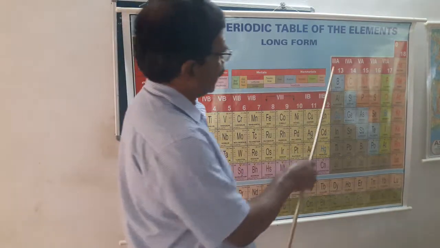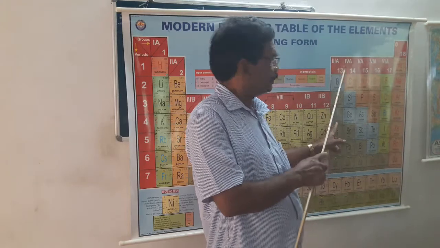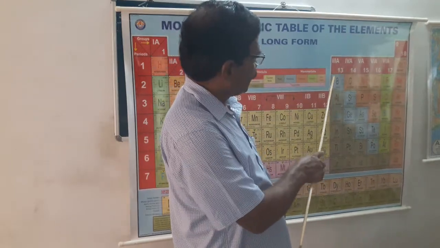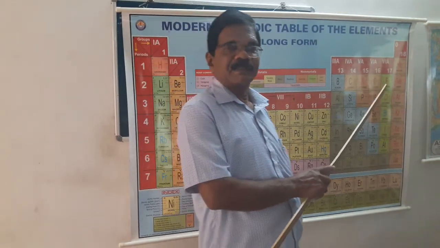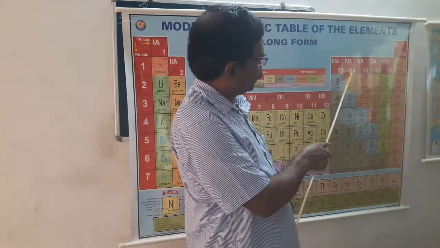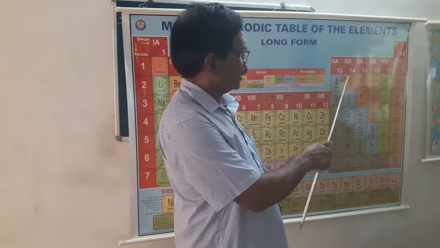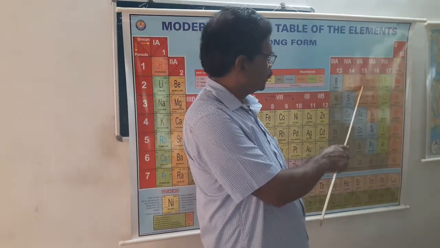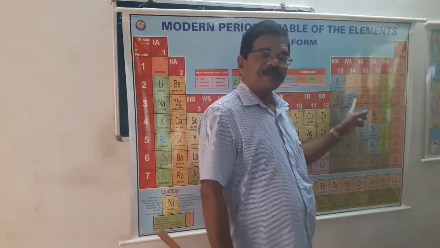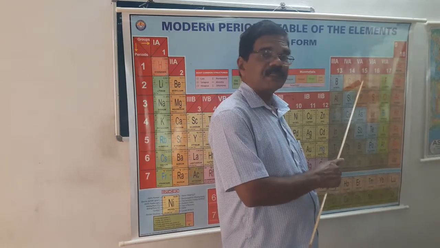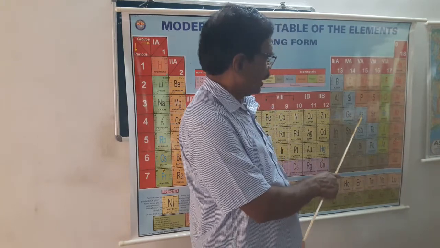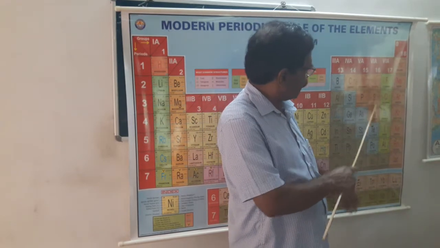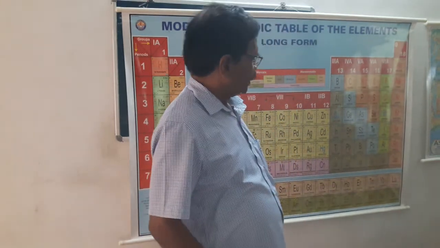Similarly, we must remember more about the A groups. Third A is known as the boron family. The head of the boron family is boron. B, the symbol B represents boron. Then the fourth group has C. This is the carbon family, because the head of the fourth group is carbon. The 15th group is known as the nitrogen family. When you refer to the nitrogen family, you do not point out only nitrogen. Nitrogen family means all the members: nitrogen, phosphorus, arsenic, antimony, and bismuth. This is the oxygen family, and the 17th group is known as the halogen family.